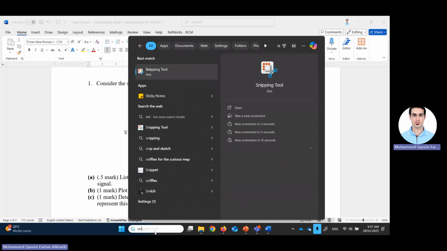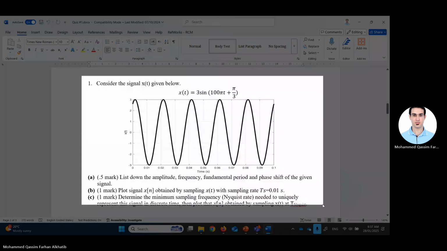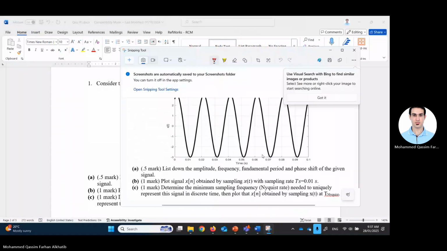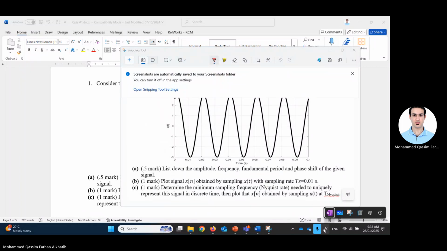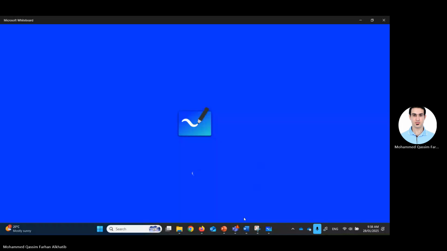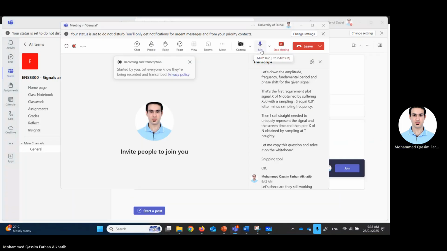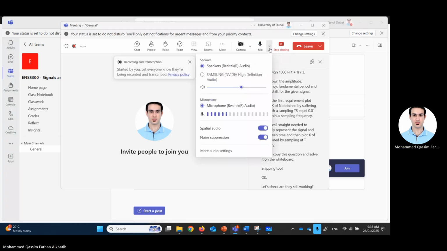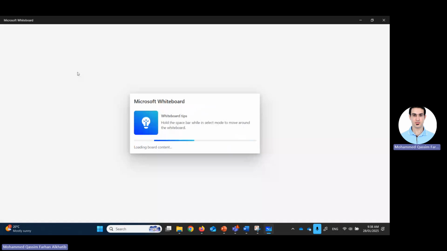Snipping tool. Okay, let's check audio still working. Hello. Okay, still working. Perfect. Okay, open a whiteboard.